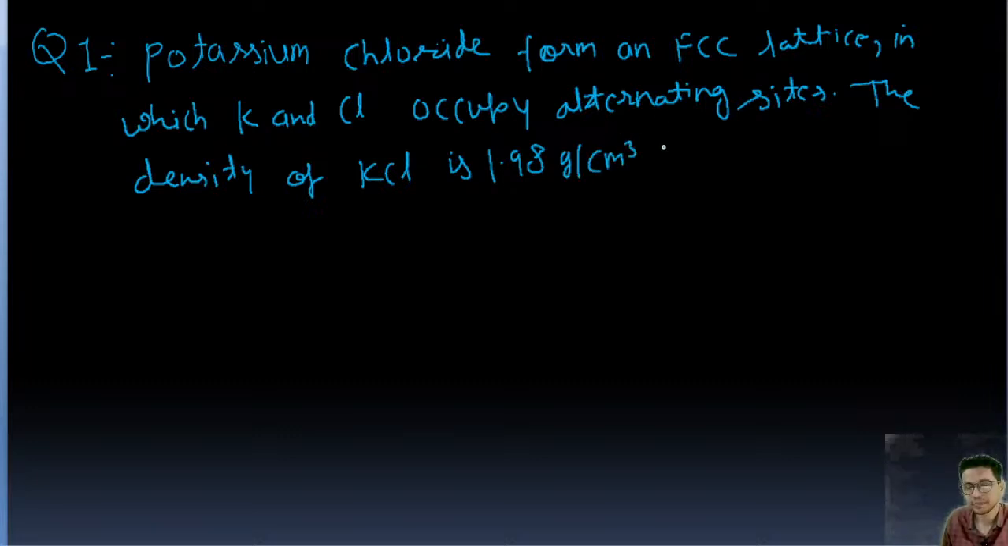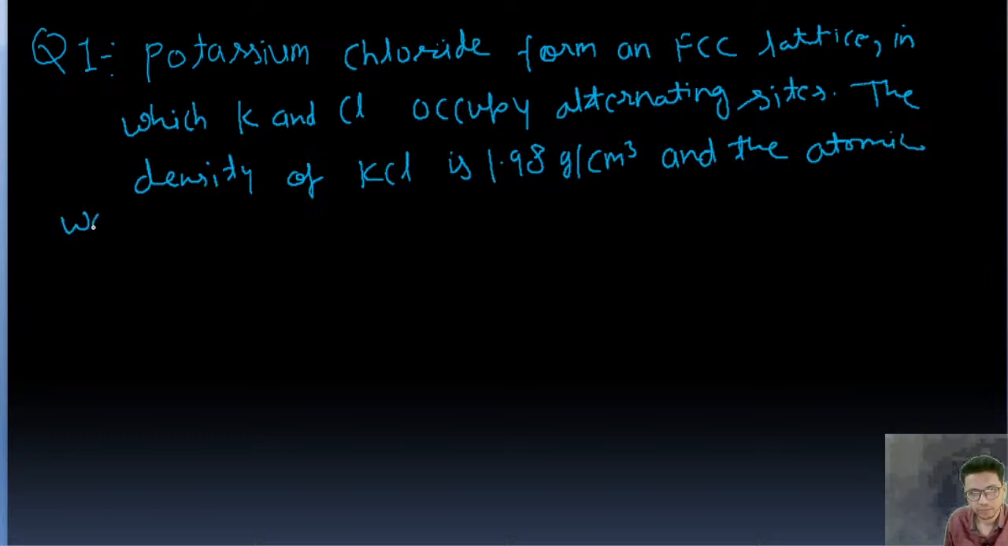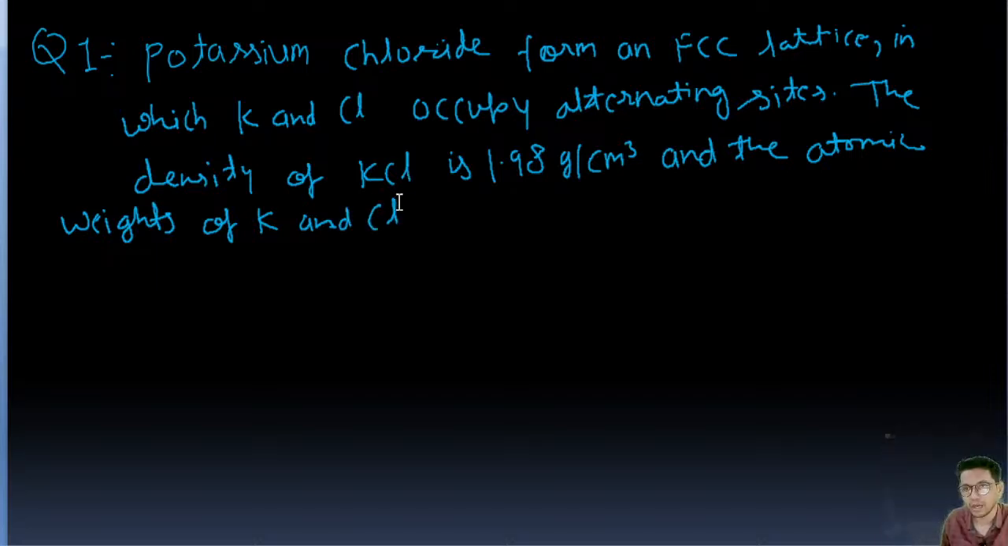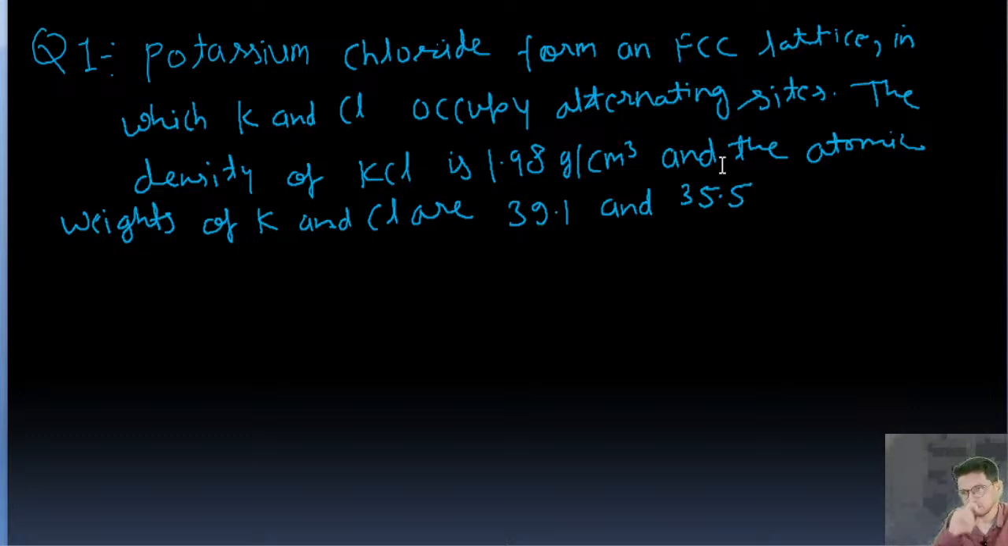and the atomic weights of K and Cl are 39.1 and 35.5 respectively.